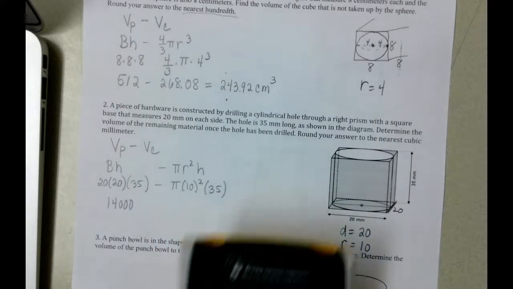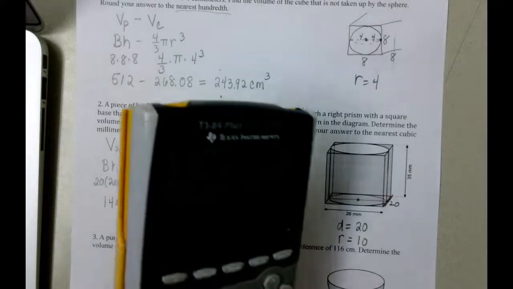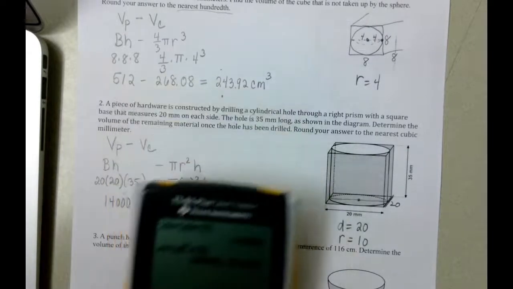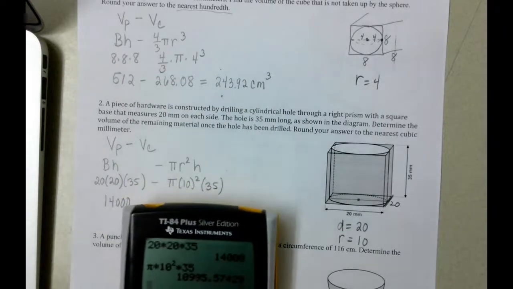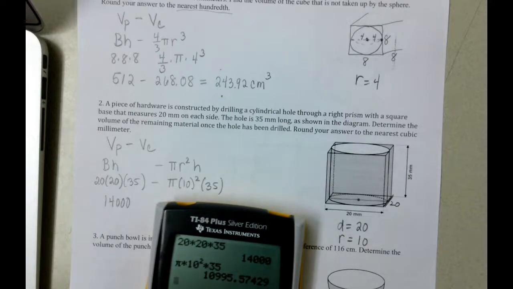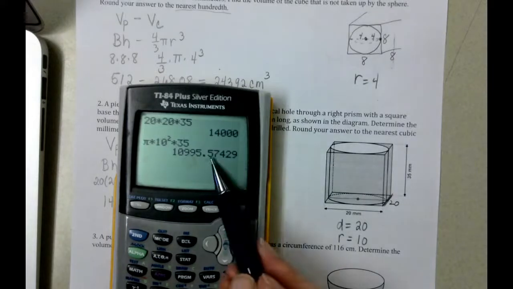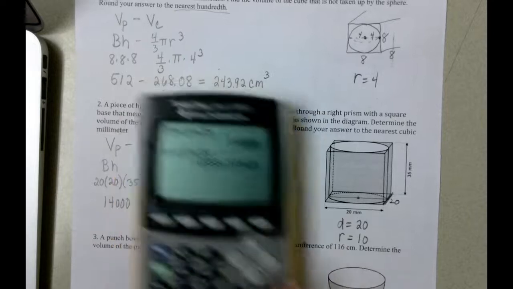And when we type that value in, pi times 10 squared times 35, we get 10,995.57. Let me see what it says. Round it to the nearest cubic millimeter. So I guess we can just go, since we're rounding it to the nearest cubic millimeter, since this is a 5, we're going to make this 10,996.